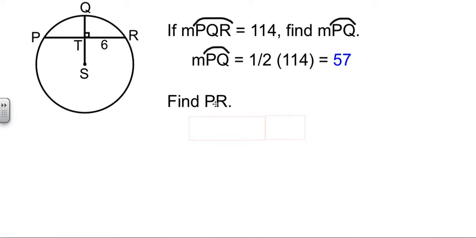Our other job here is to find PR, find the length across from P to R this way. Well, if this part is 6 and that's perpendicular, that's also a bisector. So if that's 6, then PT is 6. So PR would be 2 times 6, or you could say 6 plus 6. Either way, you get 12.